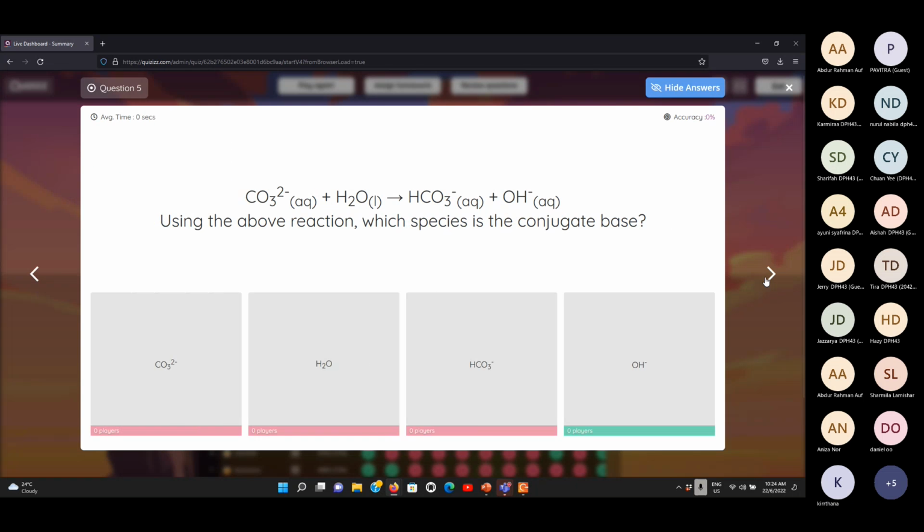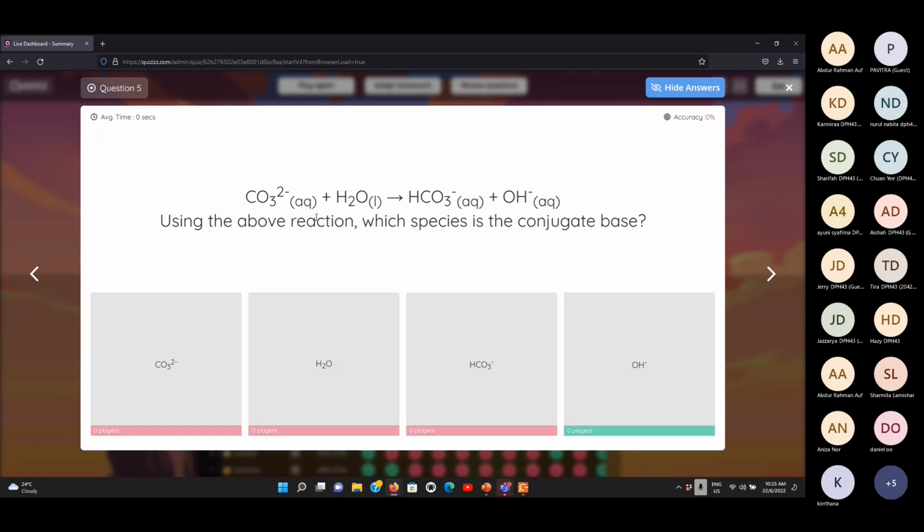Next one, using this reaction, which species is the conjugate base? So when we're talking about acid and bases, kita sometimes use the word species untuk panggil these substances. Okay, CO2, CO3 carbonate ion, H2O, H3O, OH minus, HCO3 minus, or H. These are all species. So using the above reaction, which species is the conjugate base? So conjugate base means something that kehilangan hydrogen.